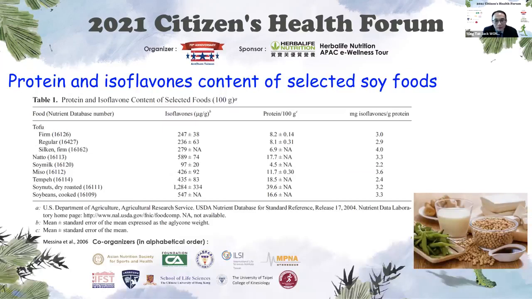You can see in this graph that soy products exist in different forms in our daily life. The protein and isoflavones content of some soy foods are shown in this table. In general, soybeans and soy products contain around 3 mg isoflavones per gram of protein.